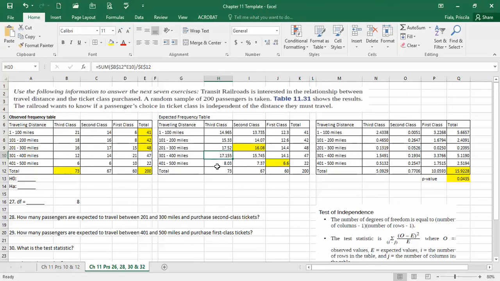Then again, this total, now I'm multiplying by this. If you notice here, E10, column E, row 10, divided by the overall total. And then lastly, E11, so I'm doing the total for the third class times the total for 401 to 500 miles divided by the overall total right there. Then I complete this column, and then I summed it. Here I got the same thing.